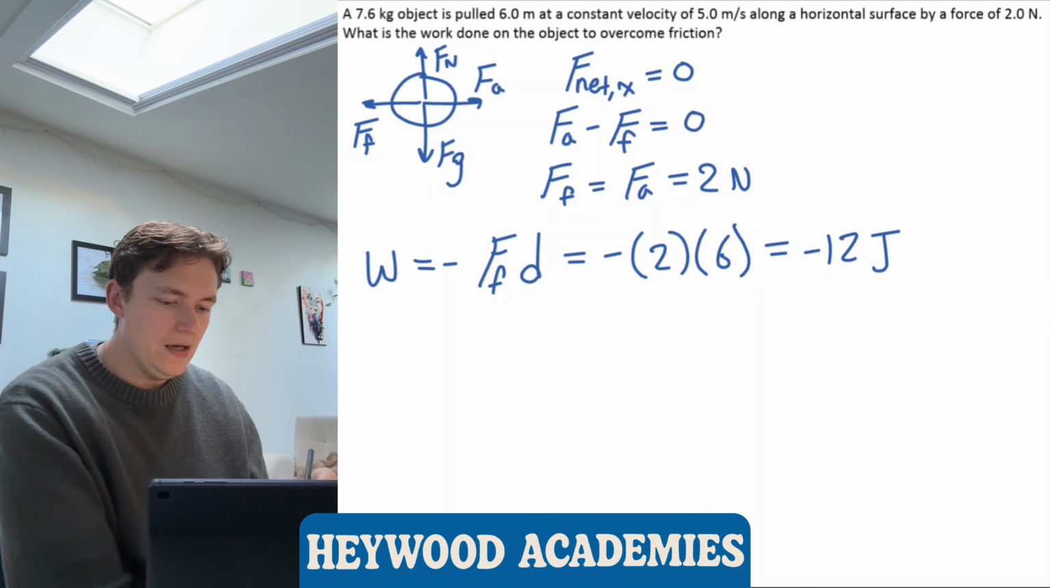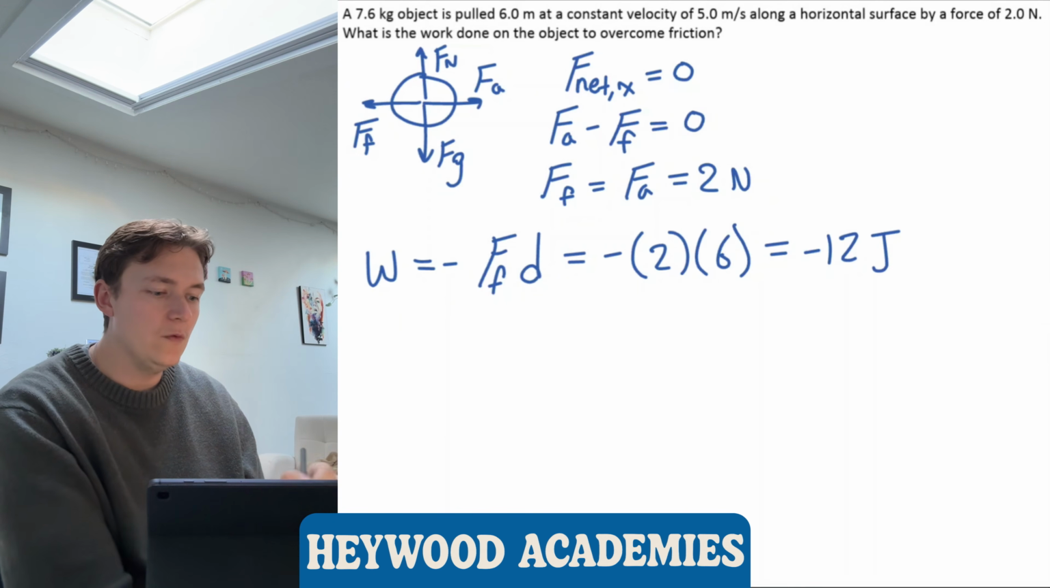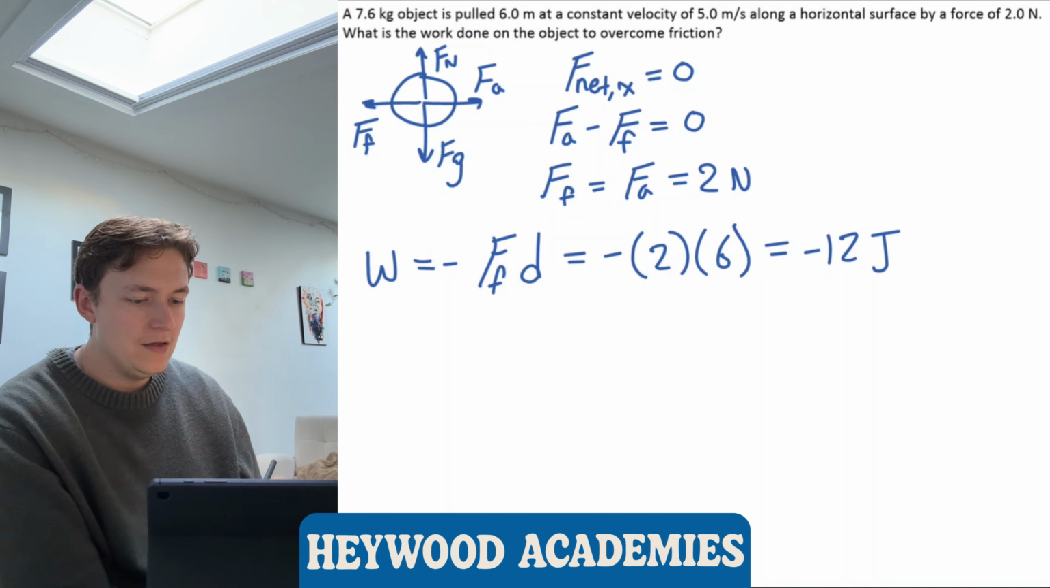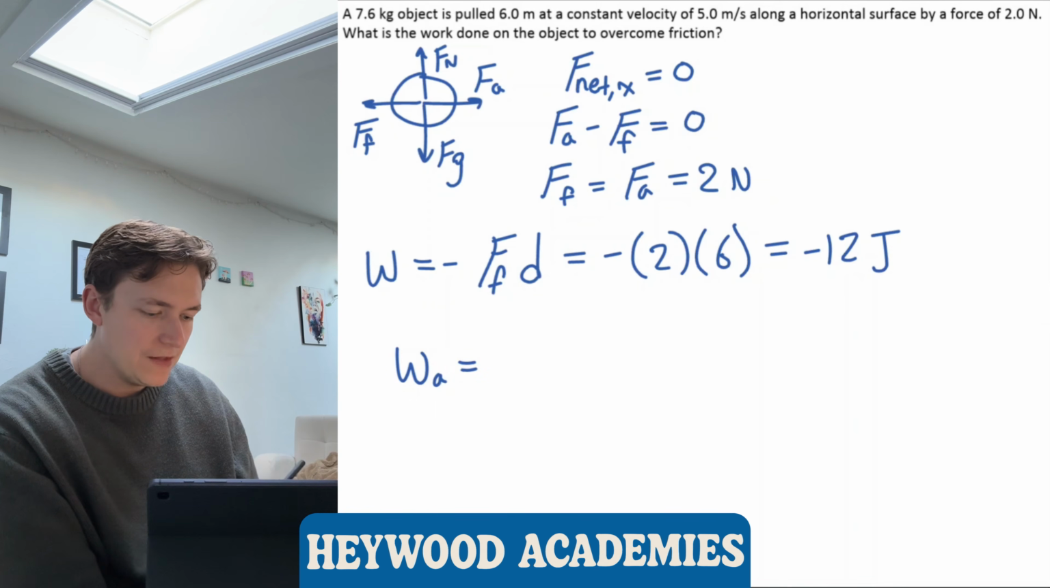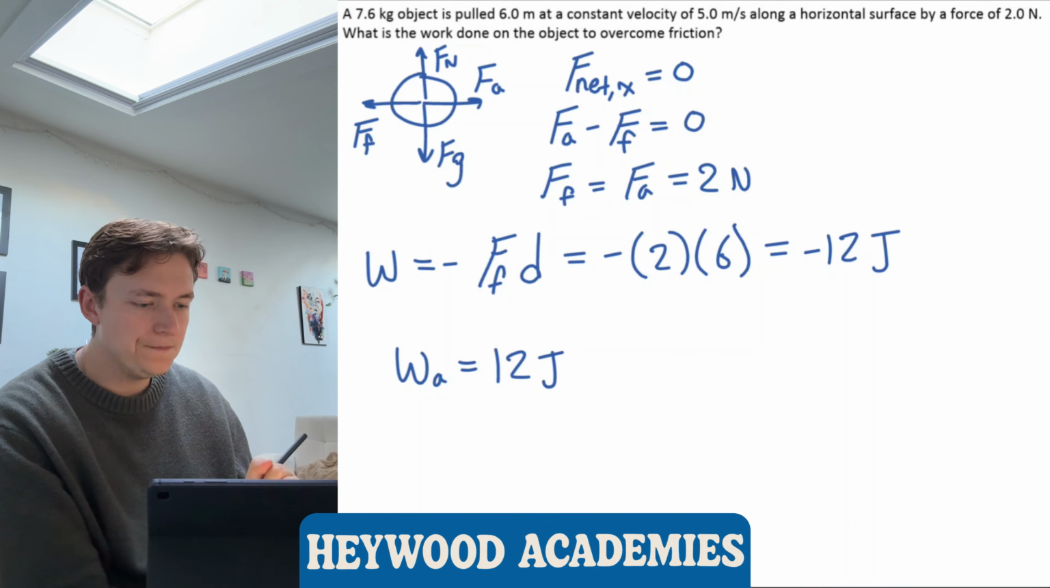So the work done by friction would be negative 12. So that means that the work done to overcome friction, the work done by the applied force, should be positive 12 joules, because those should cancel each other out.